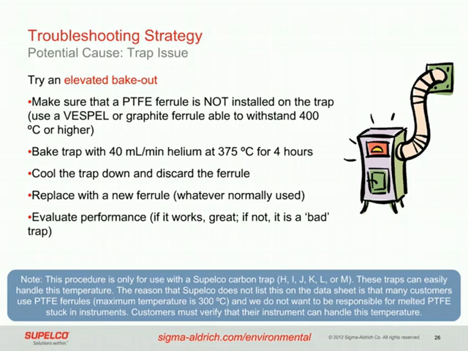Another note, this procedure can only be used with carbon traps, such as the I, J, K, L, or M. These traps can easily handle this temperature. We don't publish this. We publish 250 as the maximum temperature for the carbon traps because most people tend to use a PTFE or Teflon ferrule, and their maximum temperature is 300. And we don't want to be responsible for any melted PTFE stuck in instruments. So you need to verify the instrument can handle that temperature. I believe most of the concentrators can. But again, if you really are in a pinch and need to recover a trap, this is something that works pretty well.